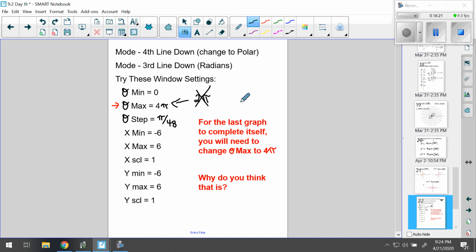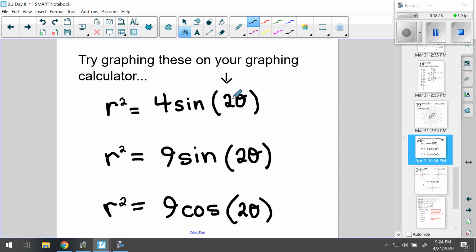Now that doesn't mean 4 pi needs to be your theta max on every graph that you ever do, but I would suggest that anytime there's a 2 in here, you might want to change that. Or if there's another number like 3, 4, or 5, then you might need to increase that even more.